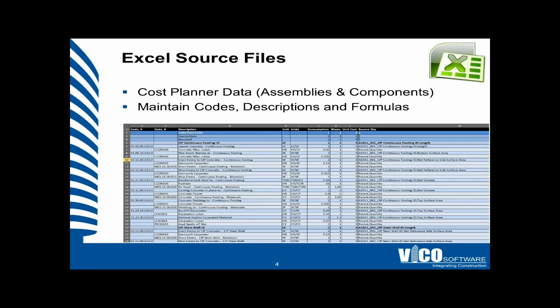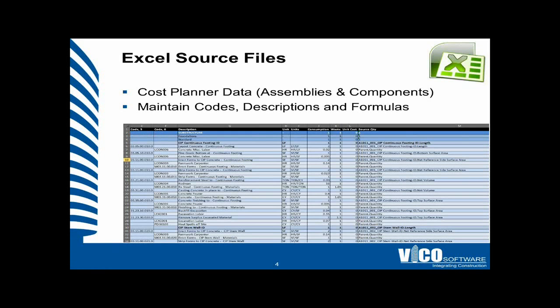The Excel source files, here you see an example, contain, as I said, the cost planner data. So that's assemblies and components, assemblies being the higher level, the groups of cost information, the components being the line items that actually contain the unit rates. And you can see that the hierarchy with assemblies and components is actually stored using the various code levels, which is very useful when you want to bring in the content using the Excel import function.